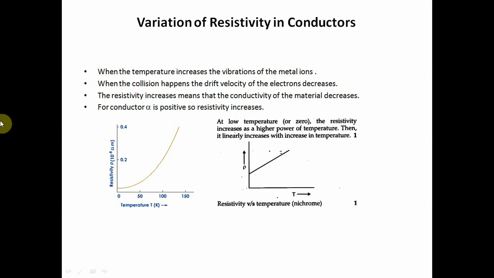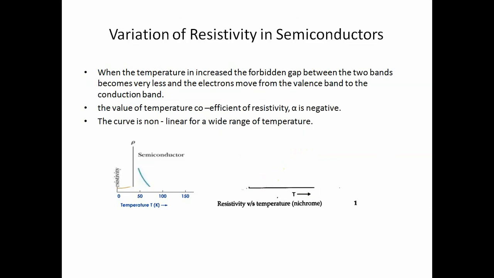Here is a graph for a good conductor of electricity, for example copper and silver. At a low temperature the resistivity is small, and as temperature increases the resistivity increases very fast. And this is the variation of resistivity of nichrome, which is a resistive wire, and it generally shows linear behavior. So these are the variations of resistivity in the case of conductors.